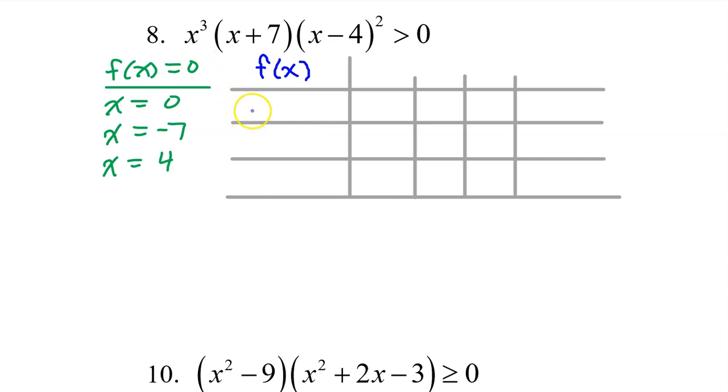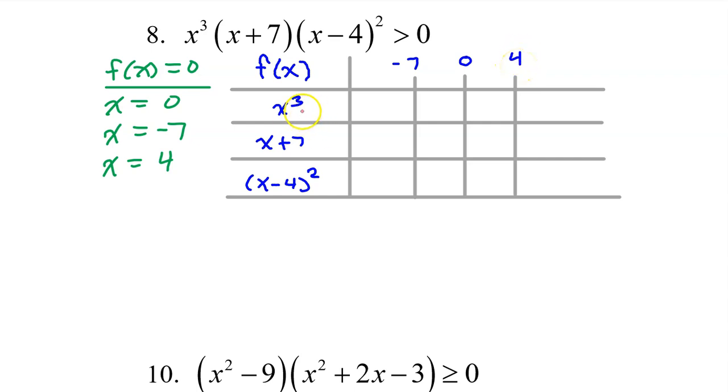We have a row for each factor. So we have x to the third, x plus 7, and x minus 4 squared. Don't forget the exponent that does affect the answer. And we have the zeros in order across the top. So negative 7, 0, and 4.